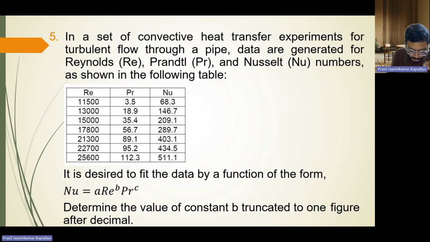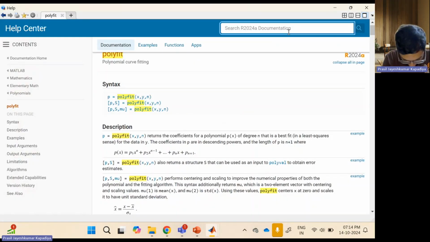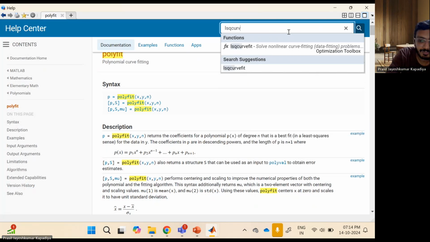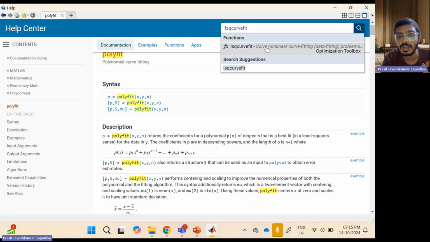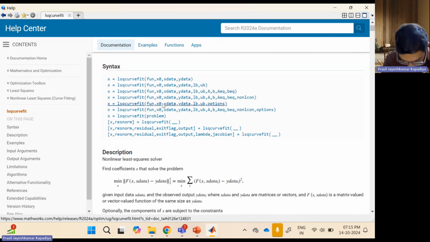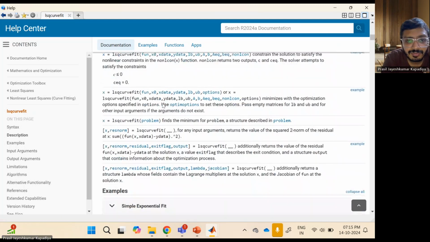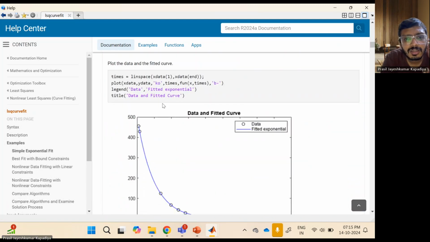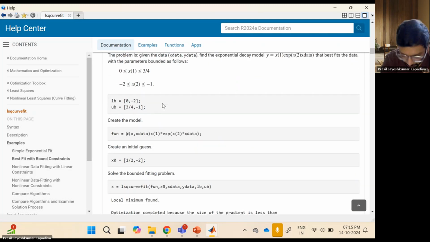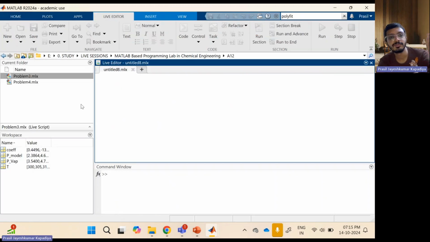So here we can't use the polyfit function. Here we will have to use something called lsqcurvefit. That is for non-linear curve fitting. So what do we need to do? We need to give the function, x0, then x data and y data. x0 means some initial guess. Let's try to solve this.